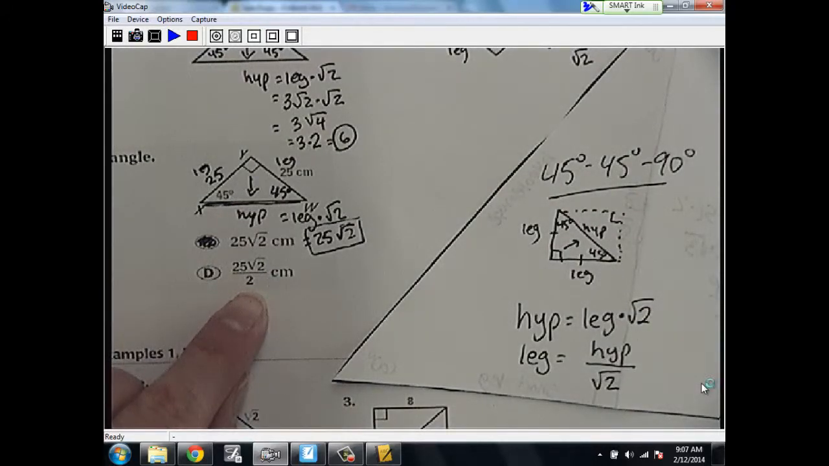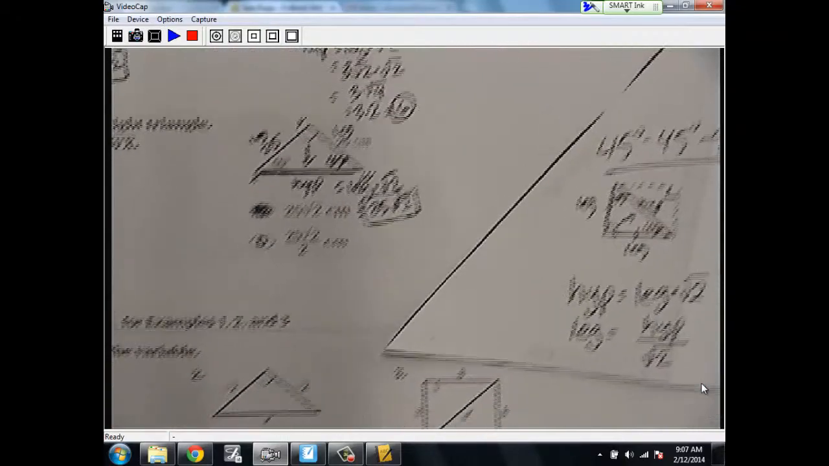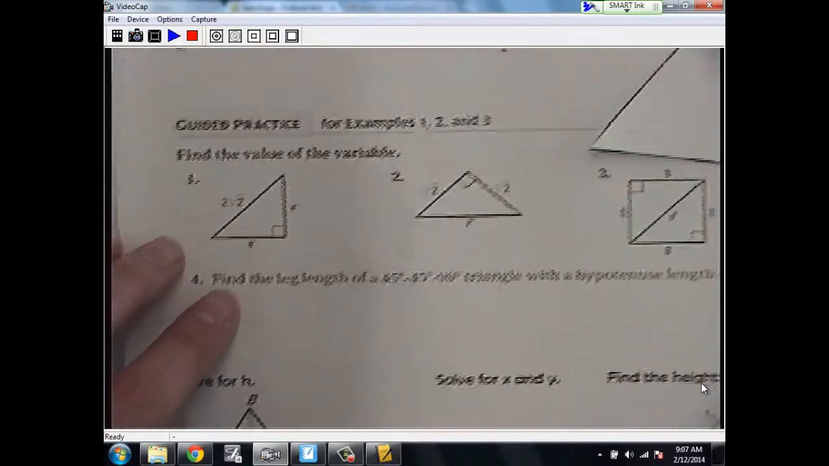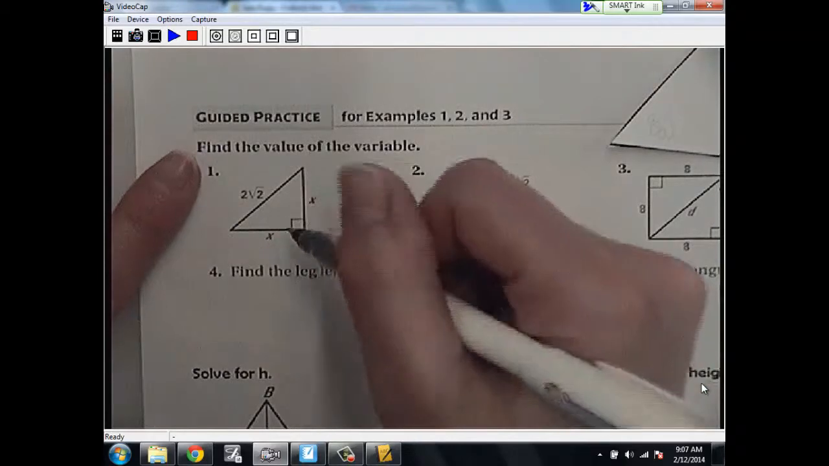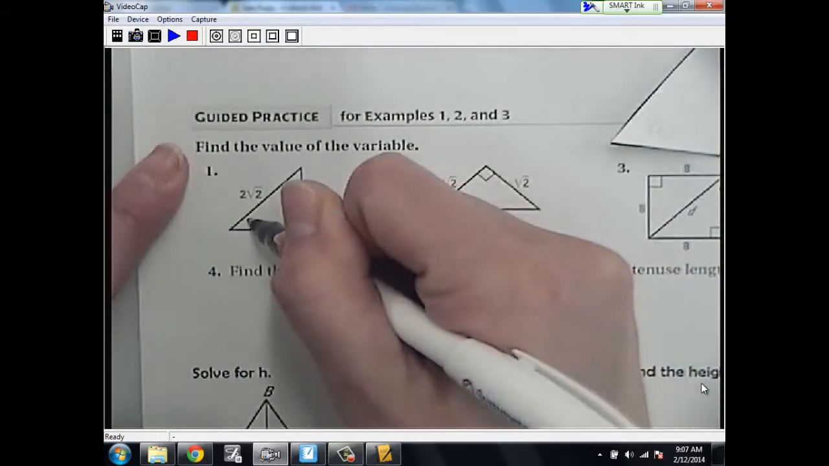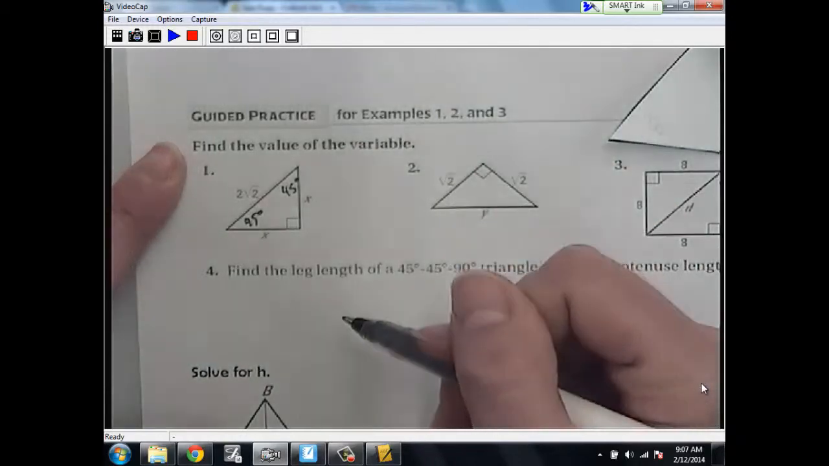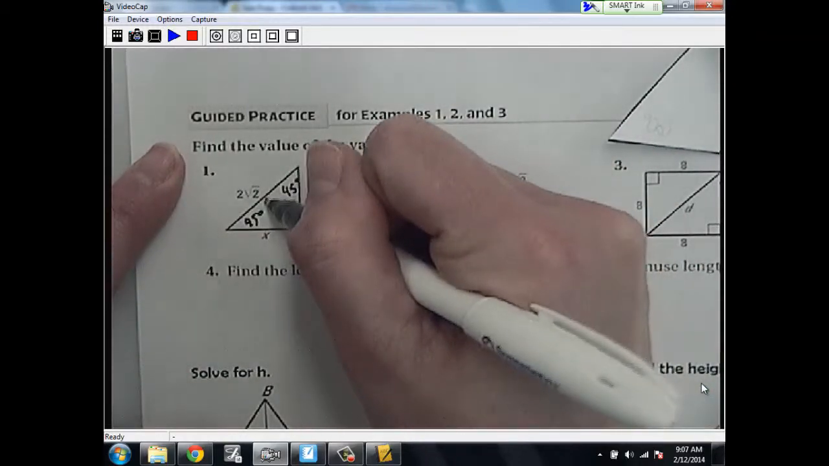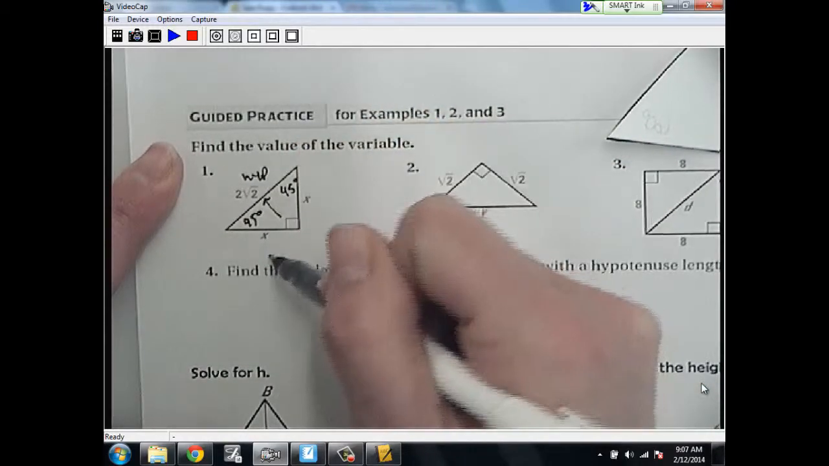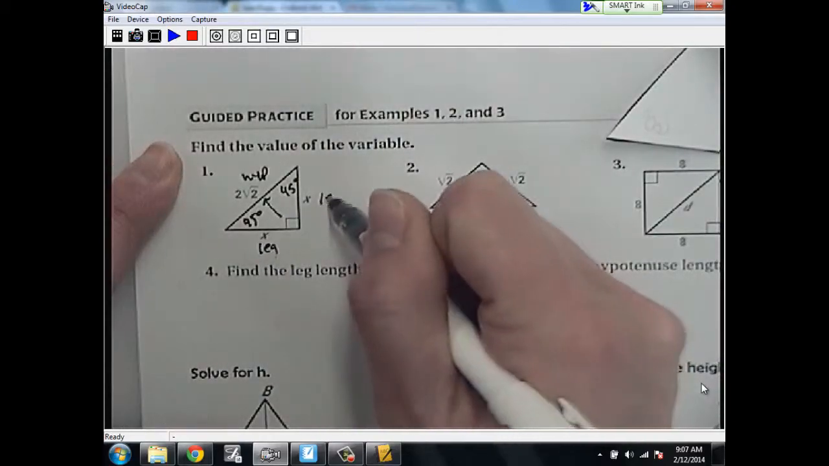Cool? 1, 2, and 3 in the guided practice. If both of these legs are the same, we say it's a 45, 45, 90 triangle. This is my hypotenuse. This is a leg. This is a leg.